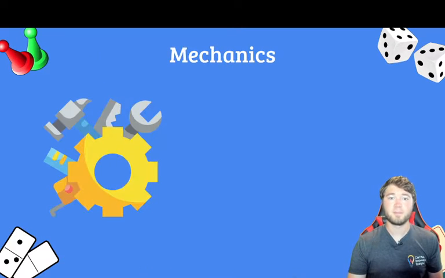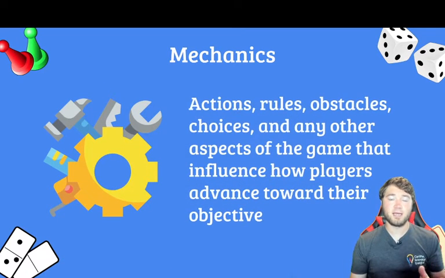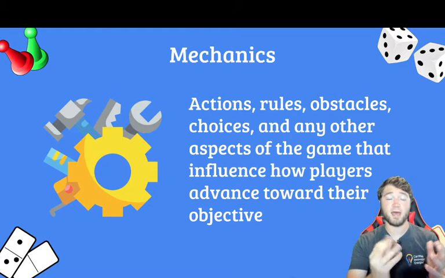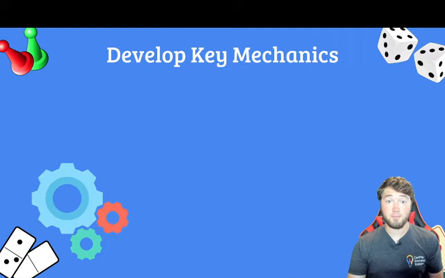All right, so for mechanics, these are the actions, rules, obstacles, choices, and really any other parts of your game that really change how the players play and advance towards their goal. In our previous video, we looked at how you design a good objective or goal for your players, and the mechanics are how you lead them to that, things that stand in their way, and other aspects. This is really the meat and potatoes of your game.